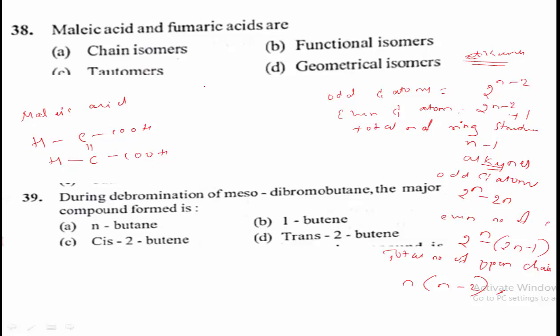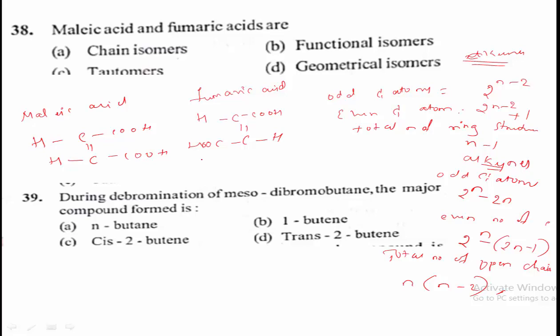And fumaric acid, another one. The structure is similar to this one, but the position of the group is different here. This COOH, here double bond C, here COOH, and here H. Is it right? See what the difference is in this structure. On this side there was COOH, on this side COOH, and H was on this side. Here only the position has changed. COOH has come to this side, H has come to this side. Yes students, these are geometrical isomers.